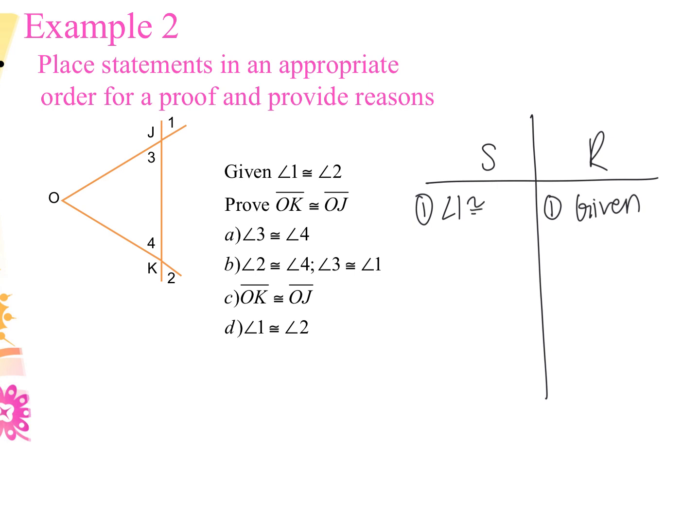Good. Angle 1 is congruent to angle 2, so I'm done with that one. I'm also going to go over to my diagram, and I'm going to label that. Angle 1 is congruent with angle 2. Always label on your diagram to help you find your next step. So looking at the next one.